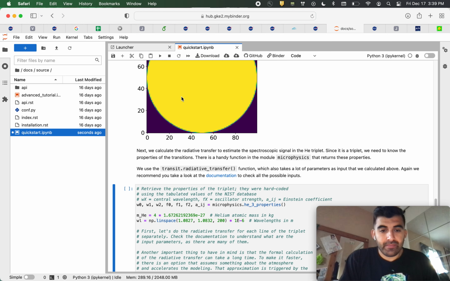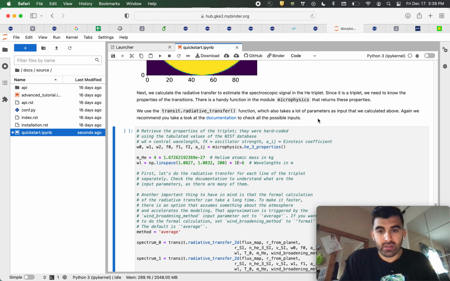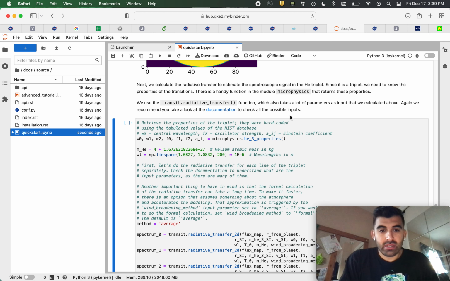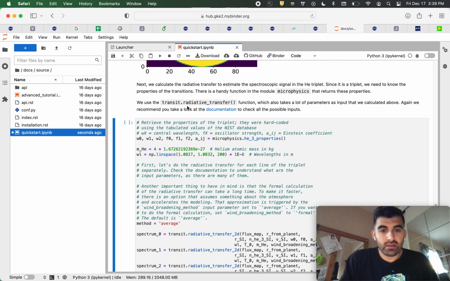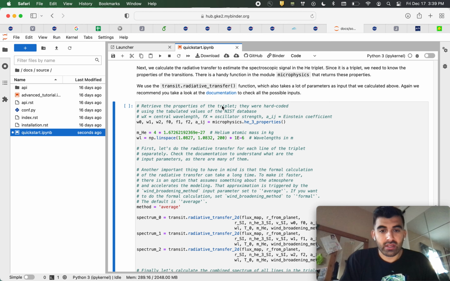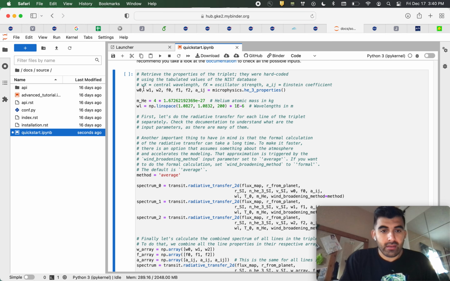So now that we have that, the next thing we can do is calculate the radiative transfer to estimate the spectroscopic signal in the helium triplet. So the helium triplet has properties of transitions that we need to know, and we can use the microphysics module to return these properties. And then we're going to use the transit.radiative_transfer function to actually get the answer that we're looking for.